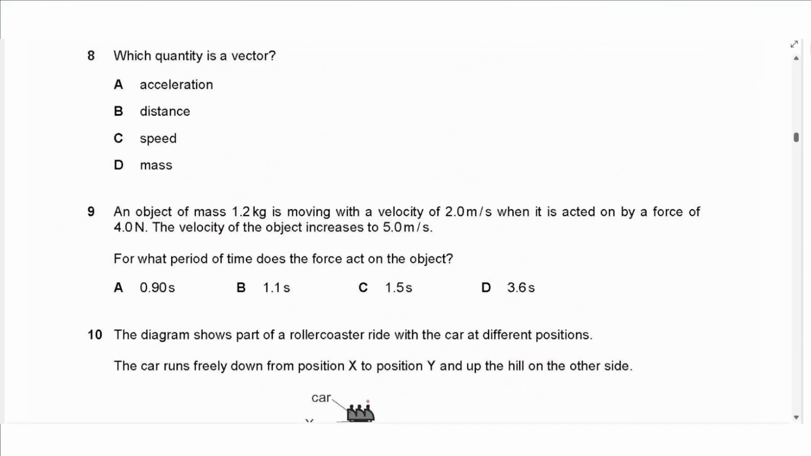Question 8 says, which quantity is a vector quantity? Acceleration is a vector quantity, so it's the first one. Distance, speed, and mass are all scalars.